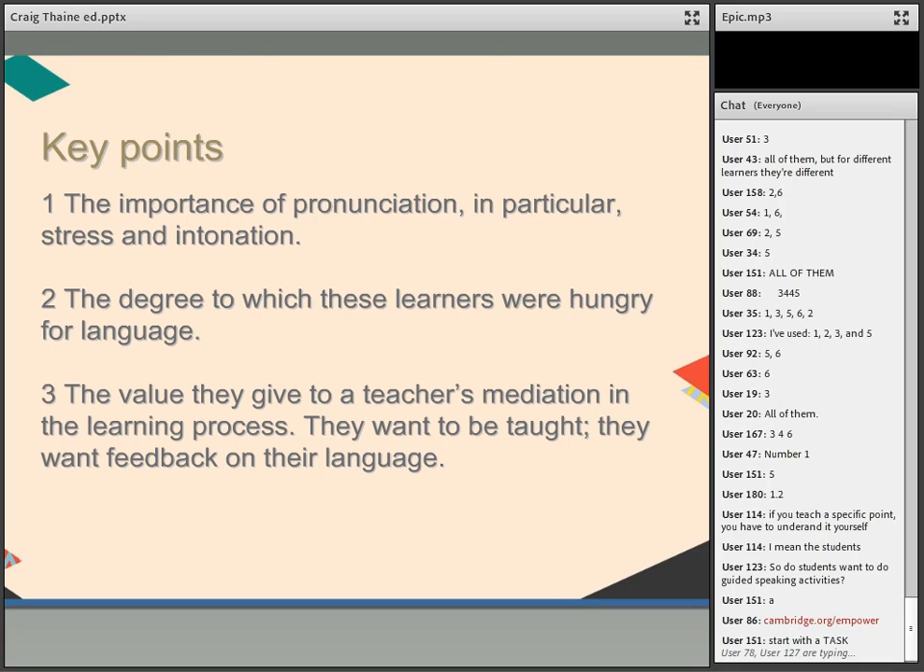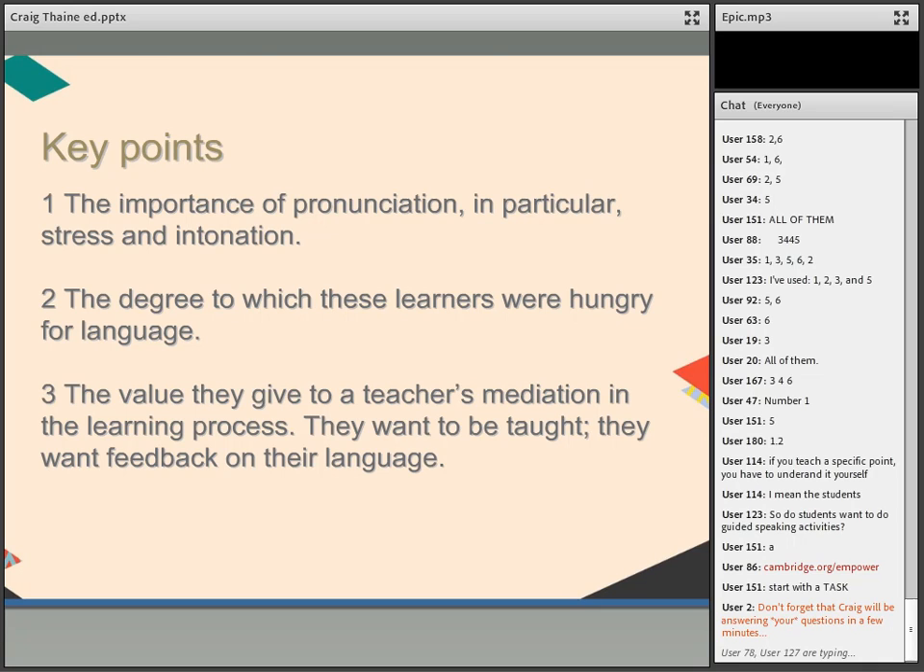So the three key points for me were the degree to which they found pronunciation, in particular stress and intonation, very important, and they really wanted to focus on those. That, I have to say, surprised me in terms of a language need. Point two, the degree to which these learners really are hungry for language. They want language input, they want to be corrected, they want feedback, they want to understand more complex language issues.